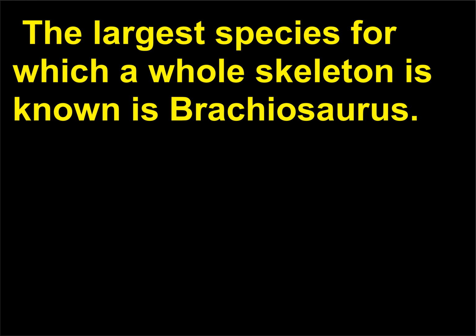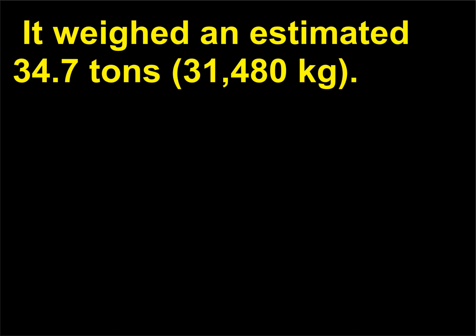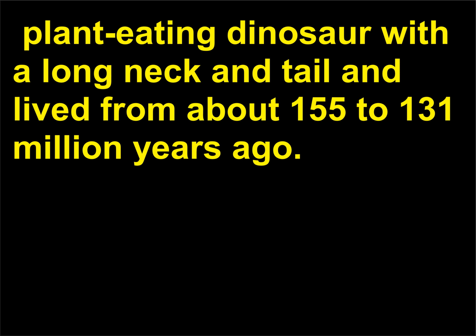The largest species for which a whole skeleton is known is Brachiosaurus. A specimen in Humboldt Museum in Berlin measures 72.75 feet, 22.2 meters, long and 46 feet, 14 meters, high. It weighed an estimated 34.7 tons, 31,480 kilograms. Brachiosaurus was a four-footed plant-eating dinosaur with a long neck and tail and lived from about 155 to 131 million years ago.